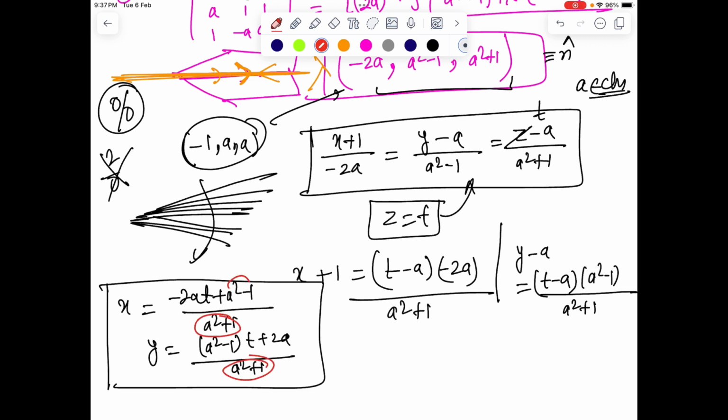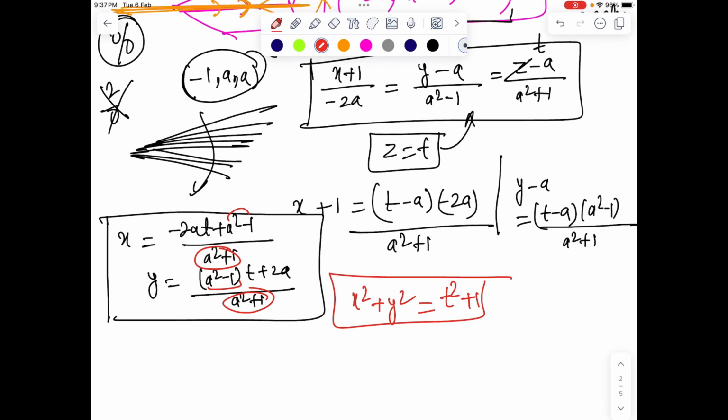Now once we have got these two values, clearly a squared plus 1 is common there. We have a squared minus 1 also. So we can eliminate a easily from these two equations, and if we eliminate, we get x squared plus y squared. If you simply add, we have y equals (a squared minus 1) times t plus 2a, correct. So this will give you how much? t squared plus 1, the rest will get cancelled. So eliminating, we are getting this, right?